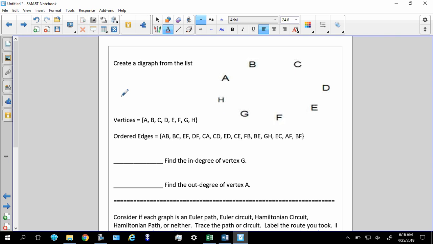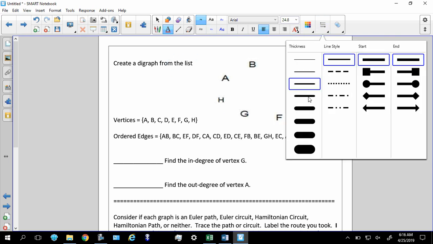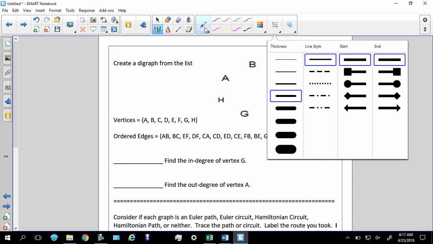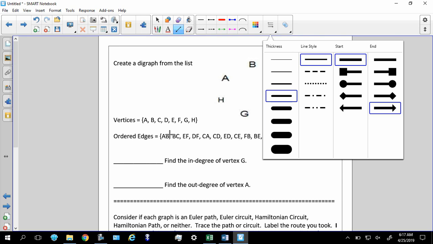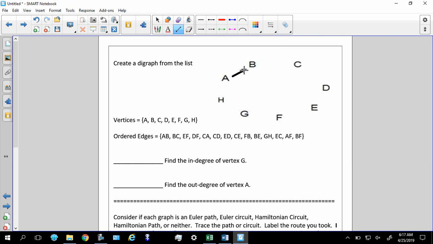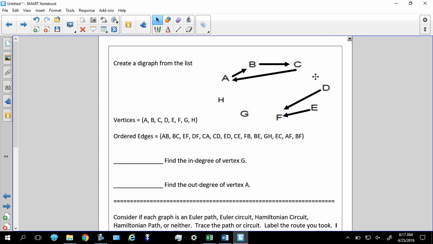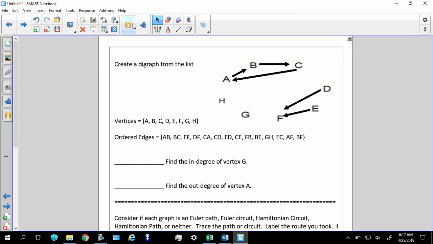All right, next one. Create a diagraph. A diagraph is a whole bunch of arrows. So let's go ahead and do a diagraph. Remember, the arrow is always going to the second one. So that's A to B, B to C, E to F, D to F, C to A. All right, C to D. Oh, sorry, C. Let's try that again.